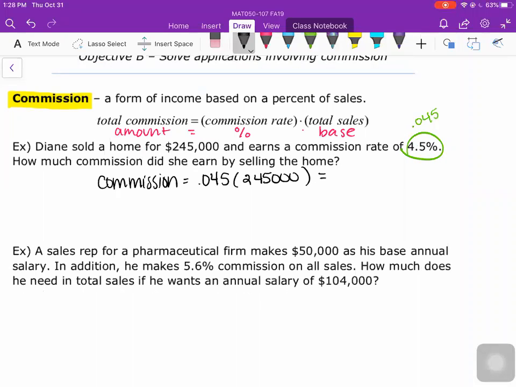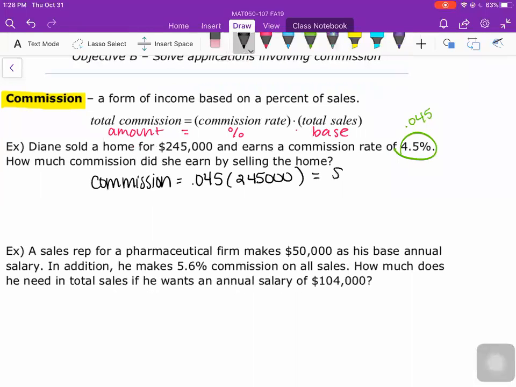So what is the commission on this home? $11,025.